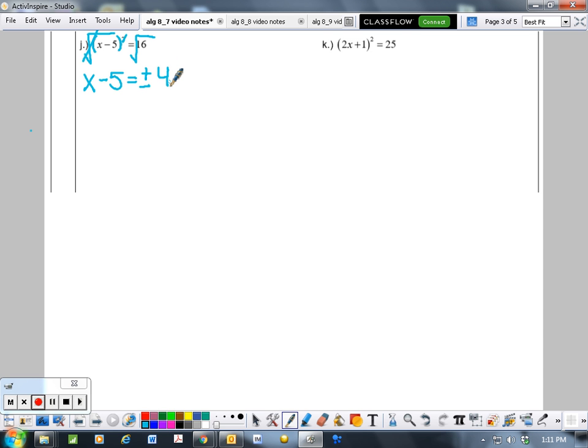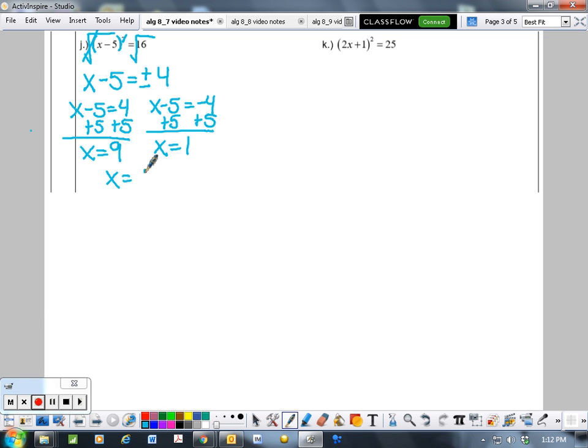So really I have two equations. I have x minus 5 equals 4, and I have x minus 5 equals negative 4. Because of the different signs, we're going to get different answers. And now I just solve each equation. I add 5 to both sides, and I get x equals 9. Here I add 5 to both sides, and I get x equals 1. So again, two answers, but this time they're different values.